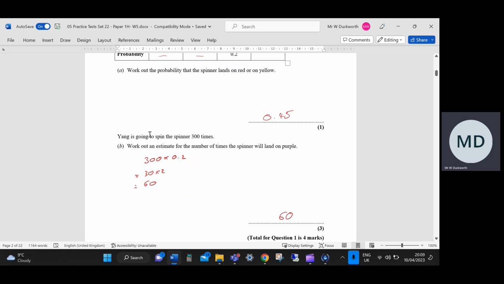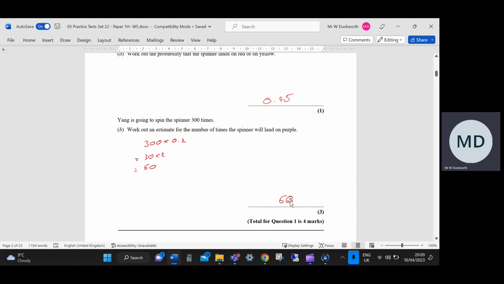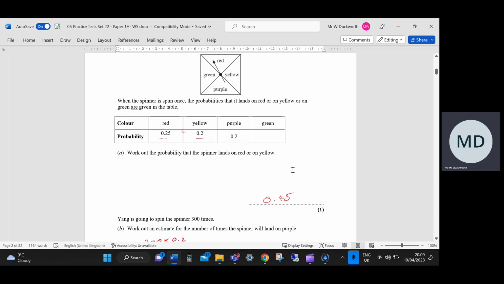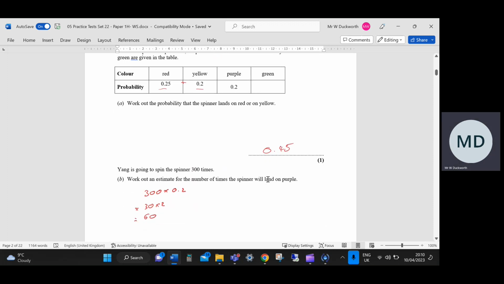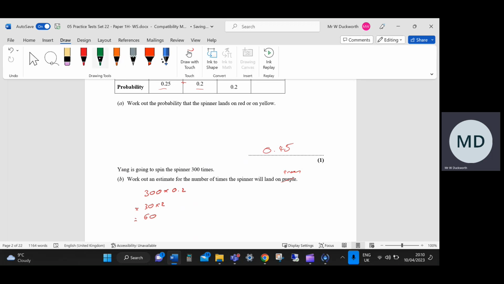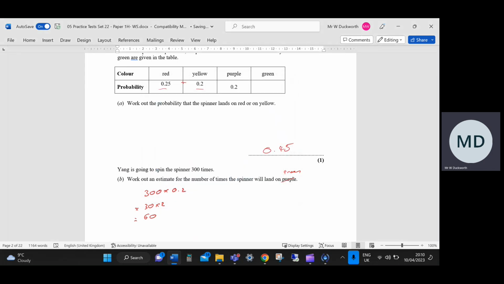Okay, no drama. I've just started to look at the mark scheme and I've got a different answer here. There's a misprint in the question. Not to worry though, and this really doesn't affect anything. What the question has actually done, according to the mark scheme, is work out an estimate for the number of times it will land on green. So I'll do that as well. If there's a misprint in your actual exam, it's very unlikely because it's normally gone through a couple of rounds of checking. But if I was doing that, I'll do this separately.